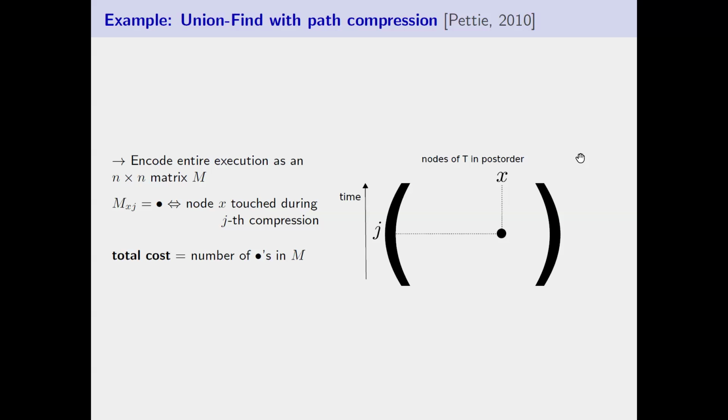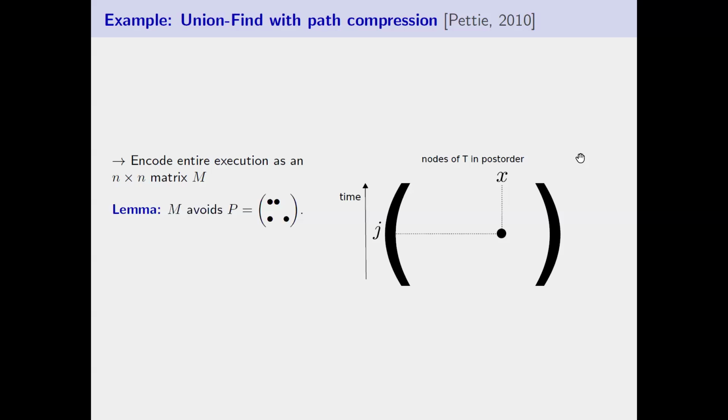Okay, and then the total cost is just the density of this matrix. The total cost will be how many dots I have in this matrix. So this matrix somehow captures the entire execution of the algorithm or data structure, and I want to say what is the total number of dots. And I have a simple observation that this matrix cannot contain this pattern.